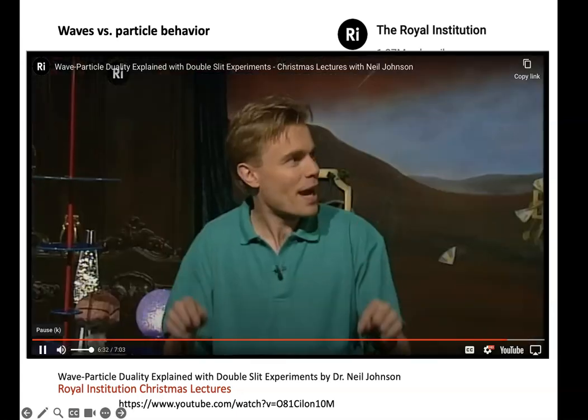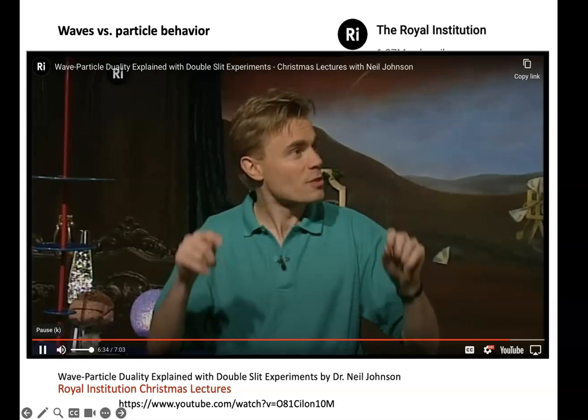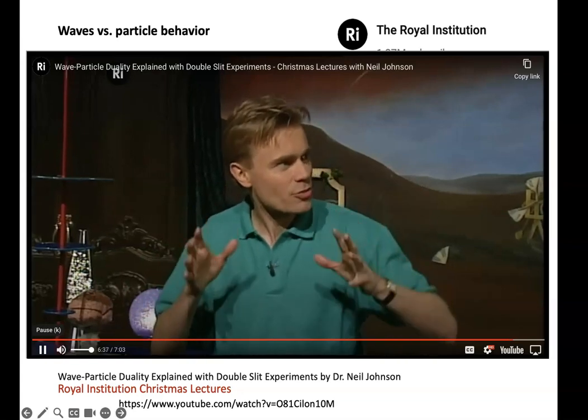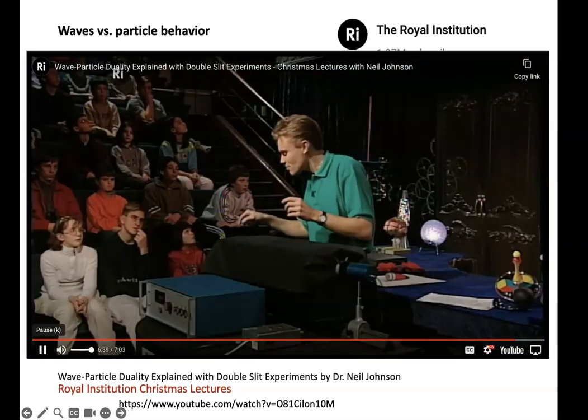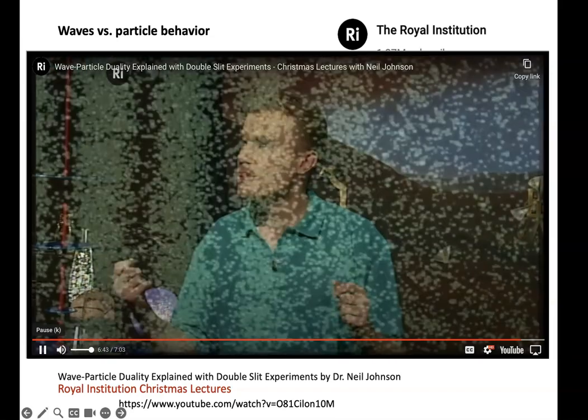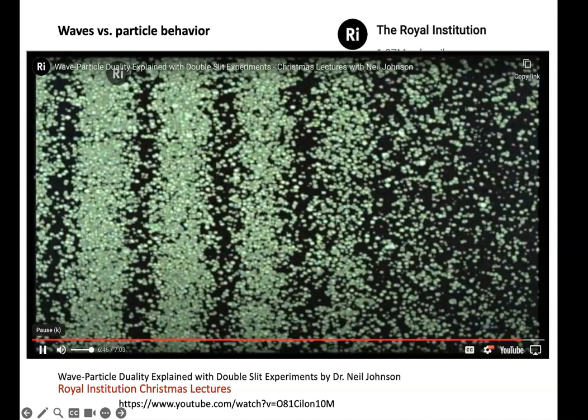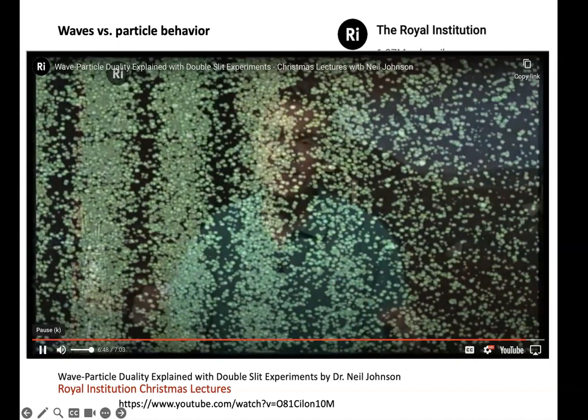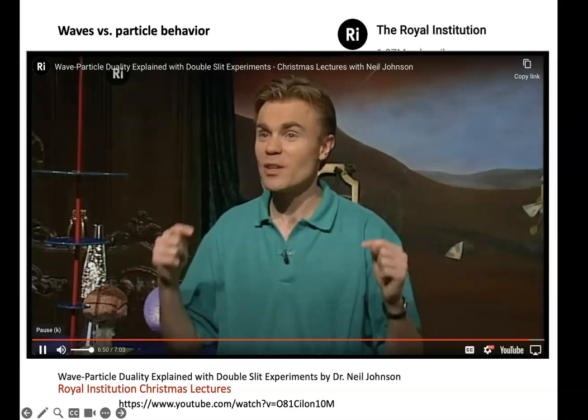Because remember, to make that wave pattern, there've got to be two sources, two slits. The light's got to go through both slits. And yet it's arriving as a blip, as a particle, like the sand. This is the essence of the weirdness, of the spookiness in the quantum world.